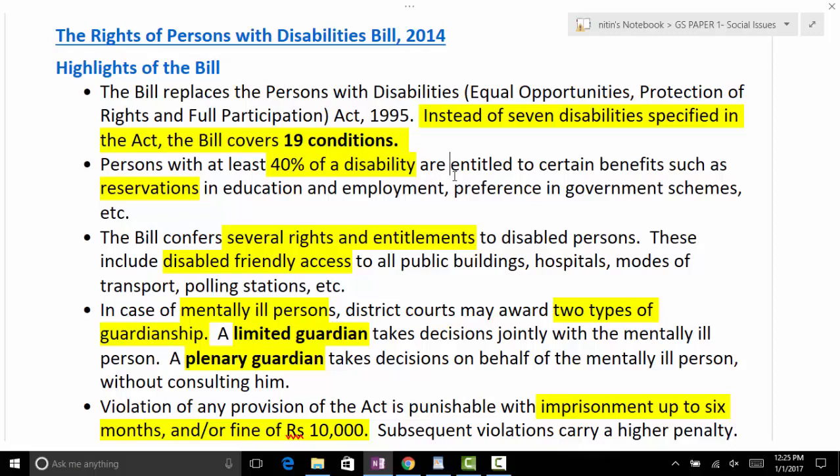Then the guardianship is to be given by the district court, and it can decide over two kinds of guardianship. One is limited guardianship, another is plenary. Limited is jointly along with the mentally ill person, consulting their thoughts. In plenary, even without consulting, the district court can directly give guardianship to a person as per its own understanding.